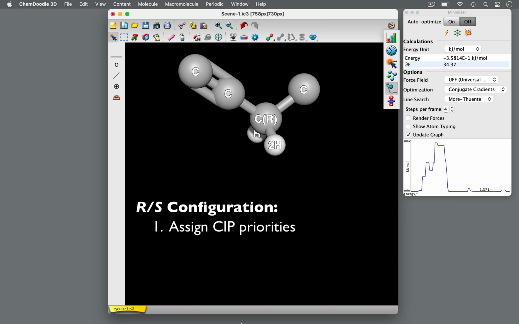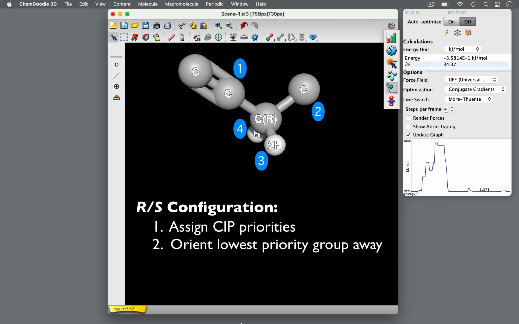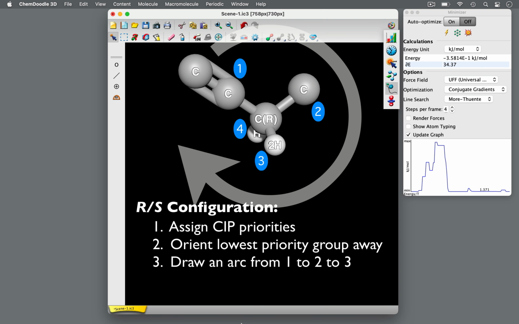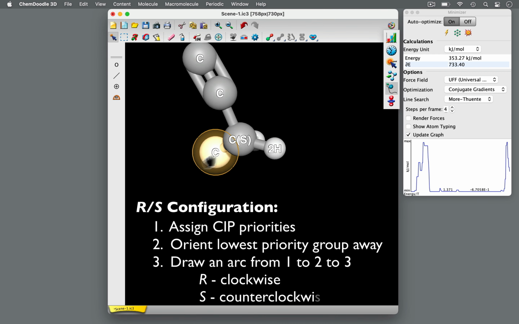First, assign KIP priorities to the substituents on the chiral center. Then orient the molecule with the lowest priority group away from you. Last, draw an arc from priority group 1 to 2 to 3. If the arrow direction is clockwise, the chiral center is R. If it's counterclockwise, it's S.